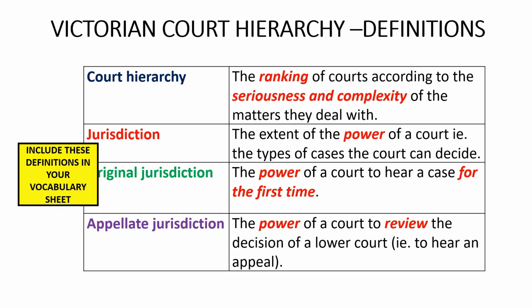A court is said to be exercising appellate jurisdiction when it hears an appeal from a lower court. That is, appellate jurisdiction is the power of a court to review the decision of a lower court. When a court hears an appeal, it is reviewing the decision of the lower court to correct any mistakes that the lower court has made. In your definition of appellate jurisdiction, please highlight the words power and review. If you're ever asked to define the term appellate jurisdiction, make sure that you use those highlighted words in that definition.